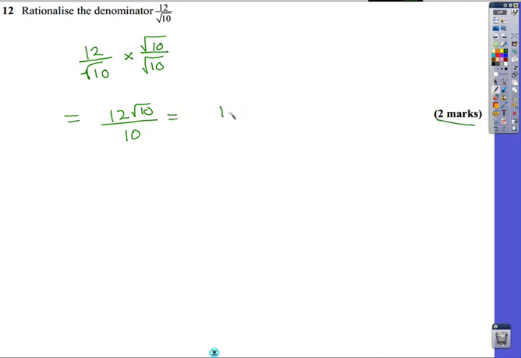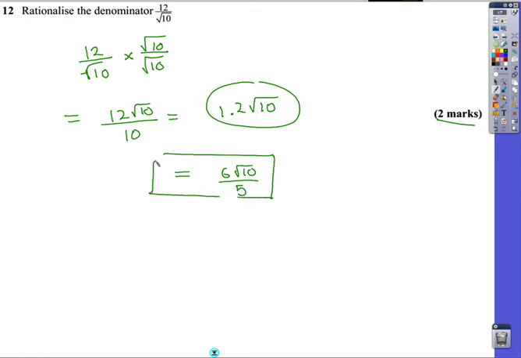Now a few people wrote down 1.2 root 10. Even though this is correct, we don't like to use a decimal in front of a surd. So it would be nice to just make sure you simplify this fraction. The biggest number that goes into 12 and 10 is 2, so 12 divided by 2 is 6. Root 10 stays the same. 10 divided by 2 is 5. So this would give you your final marks.